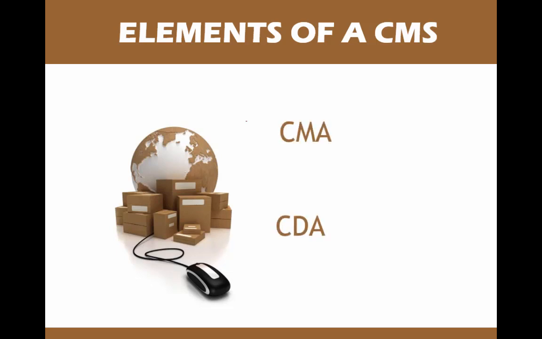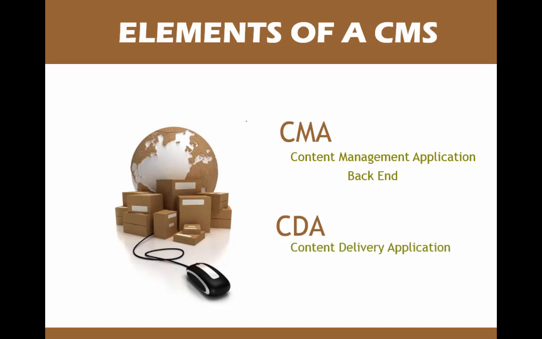And what are the elements of a content management system? Every content management system has 2 elements: a CMA, that is content management application, and a CDA, content delivery application. The CMA, content management application, is where you design your site. You are the only one that has access to the CMA. That's where you can add content, you can manage content, you can organize your content, you can do everything. So you are the only one that has access to it. That's the administrator of your website. That's for the CMA, while the CDA, the content delivery application, is the website that people can see.